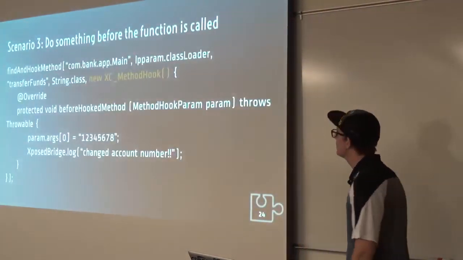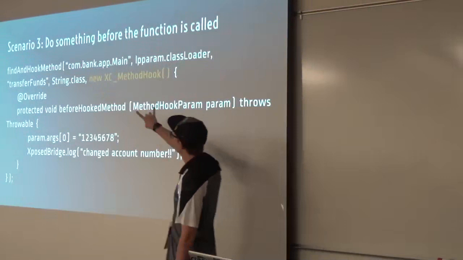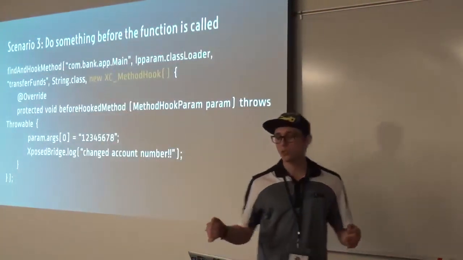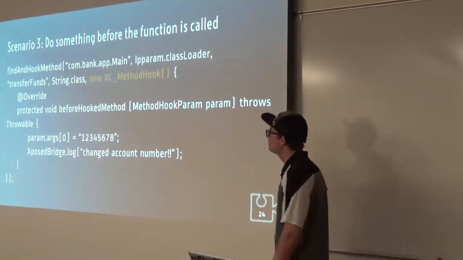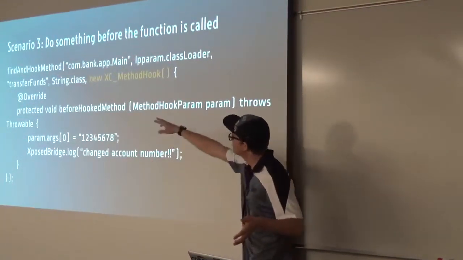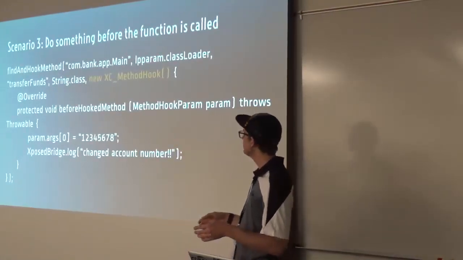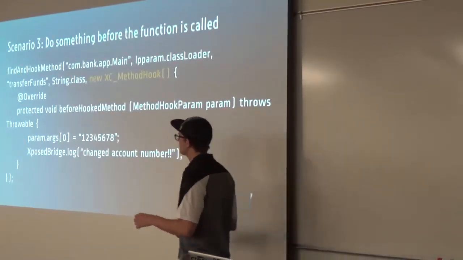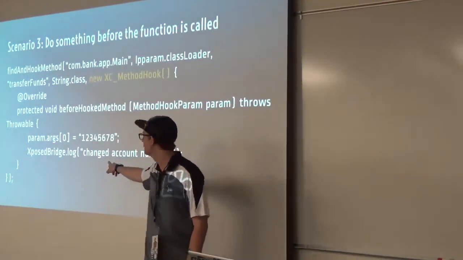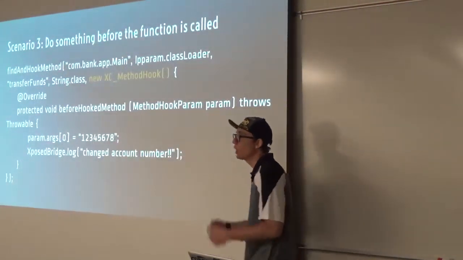So instead of just your XC method replacement, you have to make a new XC method hook. And so essentially, we have to override the function called beforeHookedMethod. So this code will run before this method transferFunds runs. And it's really neat because you can actually access the arguments of this function right before it's called. And you can change them, or you can dump them to the logs, or do whatever you want with them.